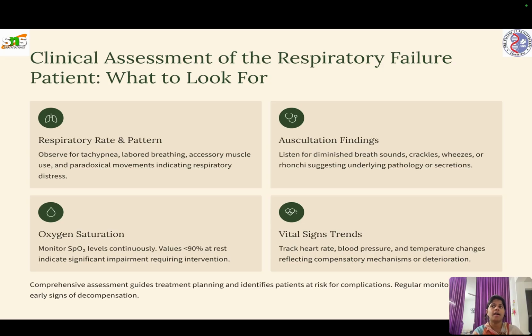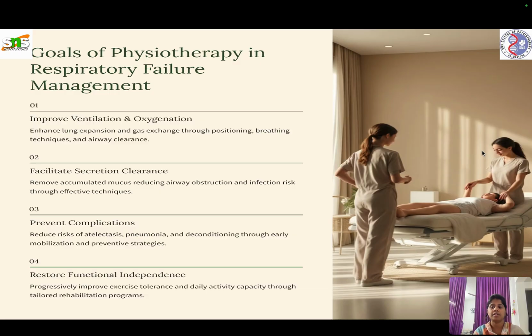Auscultation helps us find out whether there is any wheeze, crackles, rhonchi, and underlying pathological conditions can be seen in auscultation findings. Oxygen saturation is also checked, that could be either saturation or partial pressure. Saturation below 90 percent is said to be severe. Vital sign trends, that is general vitals like blood pressure, heart rate, temperature, are also seen in such patients. Some things might be deteriorated in such cases.